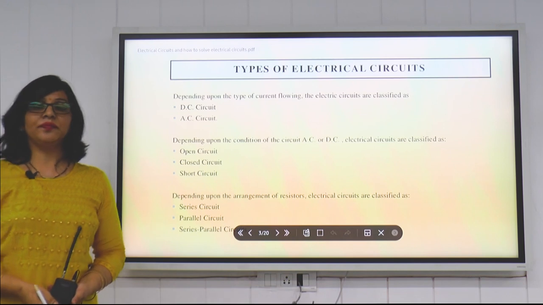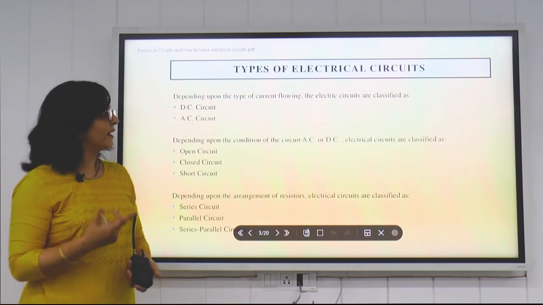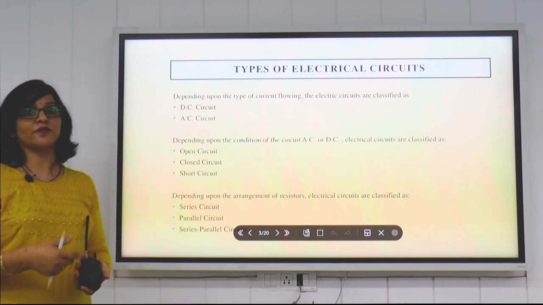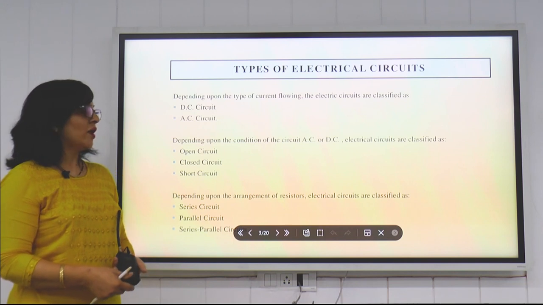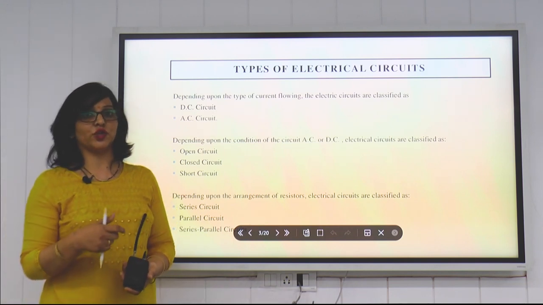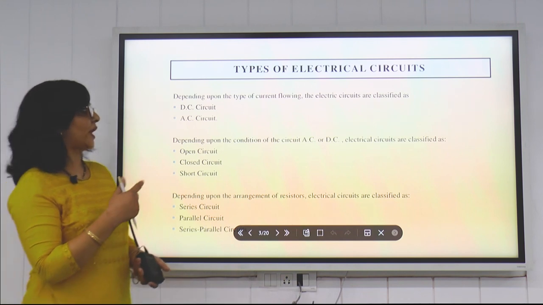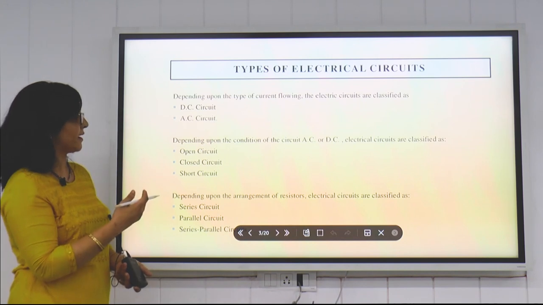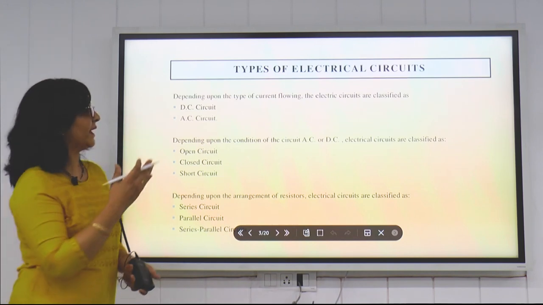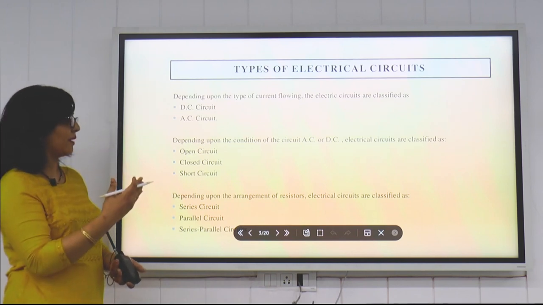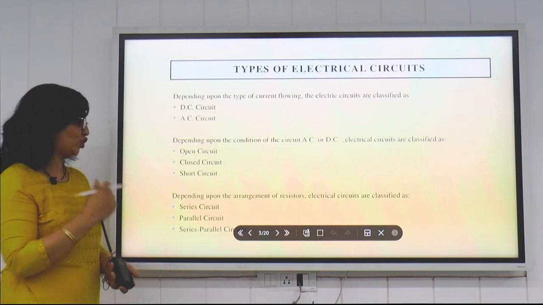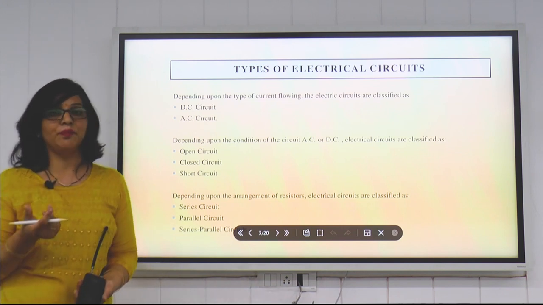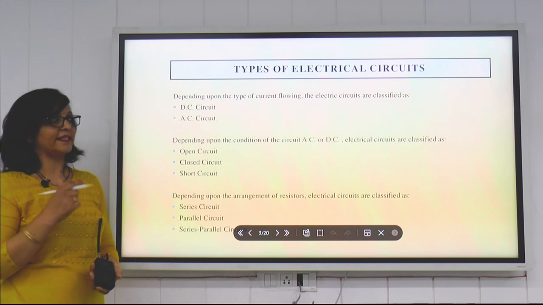Types of electric circuit. We can classify electrical circuits on the basis of the type of current flow. We can also classify them on the basis of the arrangement of resistance, and on the basis of the condition of the circuit. On the basis of the type of current flow, electric circuits are of two types, AC circuit and DC circuit. On the basis of the condition of the circuit, AC and DC electric circuits are of three types, open circuit, closed circuit and short circuit. On the basis of the arrangement of resistance, electric circuits are of three types, series circuit, parallel circuit and series-parallel circuit.